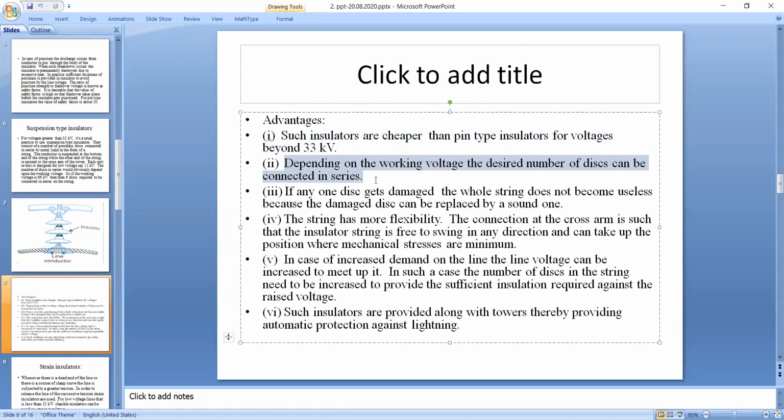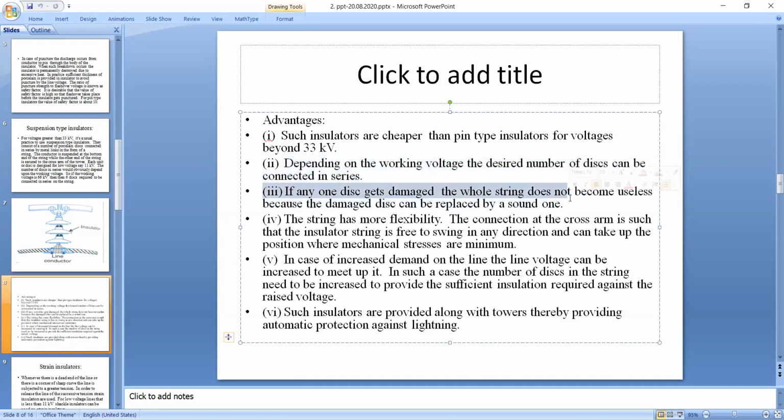Second is depending on the working voltage. Depending on the working voltage, the desired number of discs can be connected in series. Like if the working voltage is 66 kV, then you can have 6 discs in series. If the working voltage is say 33 kV, you can have 3 discs in series, because 11 kV is the rated voltage for each disc. So 11 plus 11 plus 11 will give you 33. Similarly, if you have the working voltage as 132 kV, then how many discs will be required in the insulator string? 12 discs, where each disc is rated for 11 kV. 11 kV into 12 will give you 132 kV voltage rating for the insulator string.